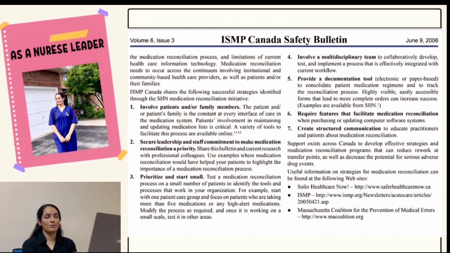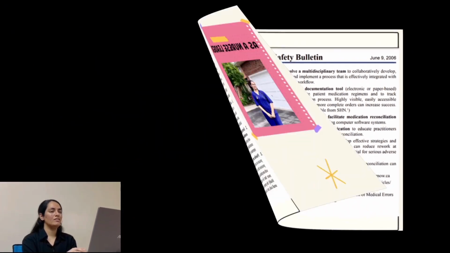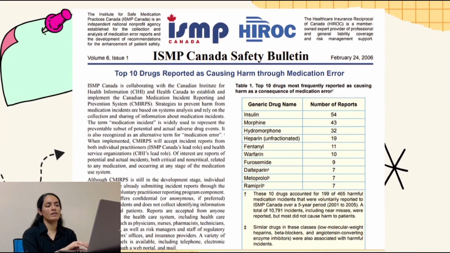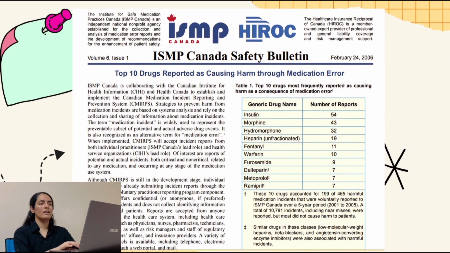The ISMP Canada Safety Bulletin 2007 released a recent cluster of voluntarily submitted medication incident reports in which the use of insulin led to harm to many patients. Insulin accounted for 43% of all the harmful medication incidents reported to ISMP Canada. Of course, insulin was the second leading cause of harm.